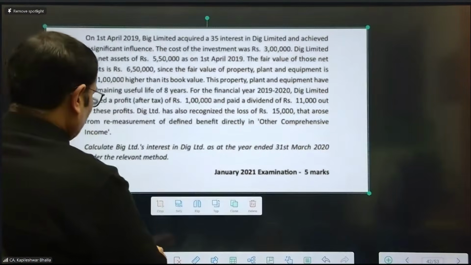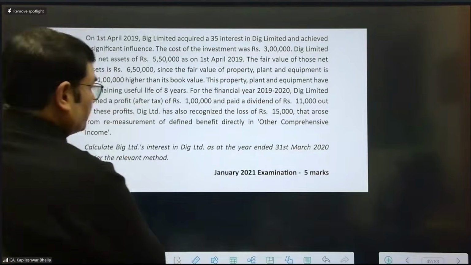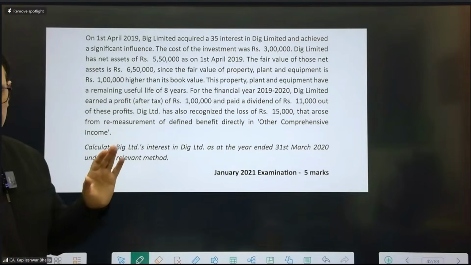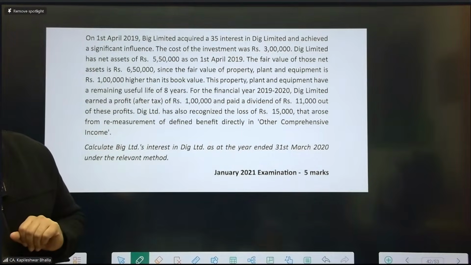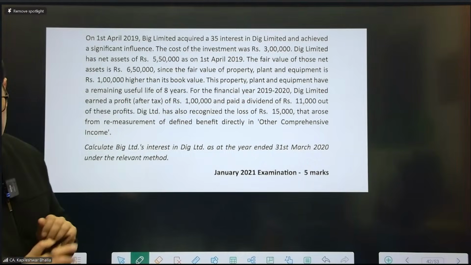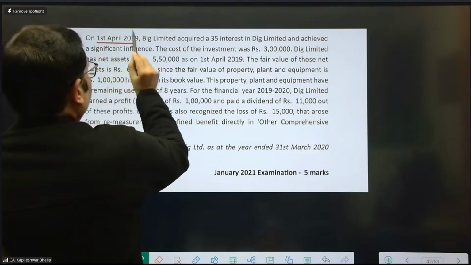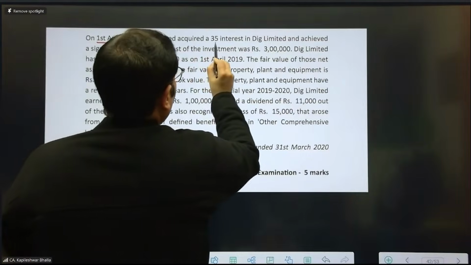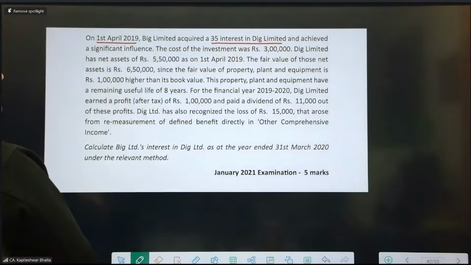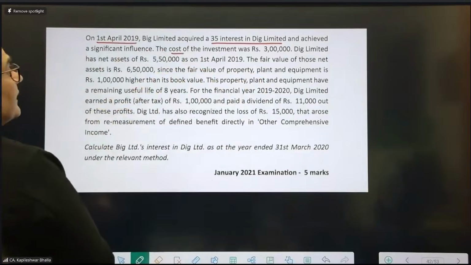Okay, so let's read the inputs which are given. This is a January 21 examination question. Though it was just 5 marks, I think it's a good question to understand the application of the equity method again. So first of all, let's read the inputs which are given here. It says on 1st April 19, BIG acquired 35% shares in DIG and achieved significant influence. The cost of the investment is 3 lakhs.